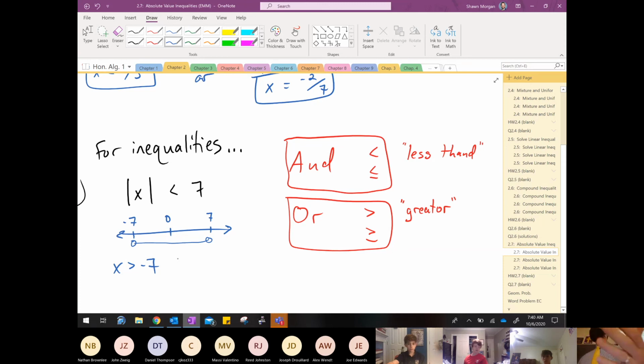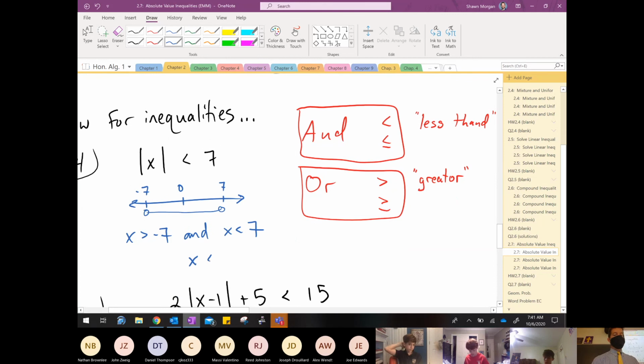Did y'all tell me what word we needed to use? "And." Less than. So we're going to say x greater than -7 and x less than 7. A picture can really help us there. And the way that I could consolidate both of those is using just the notion of being between. I'd say, okay, well, x is between -7 and 7.